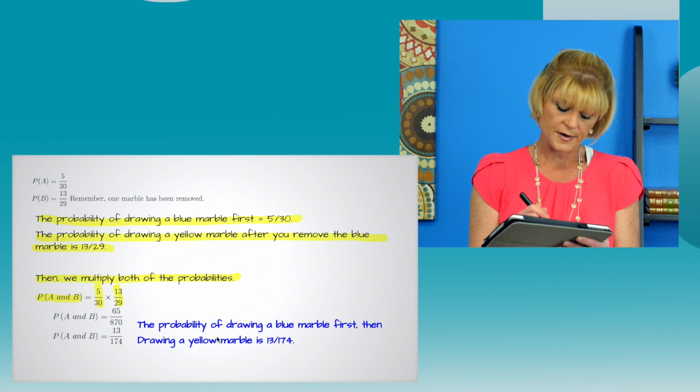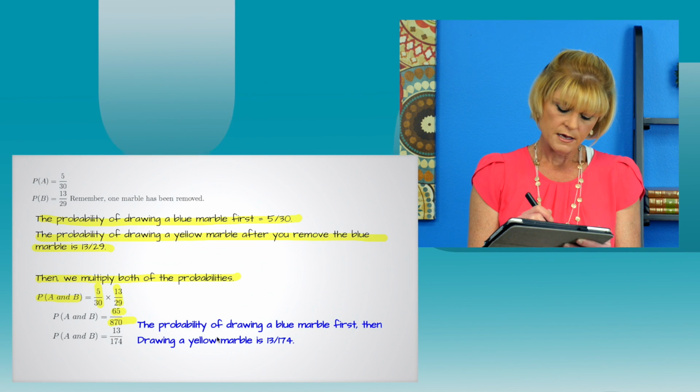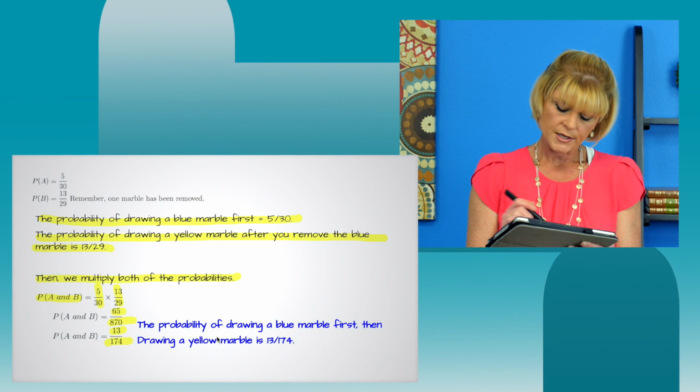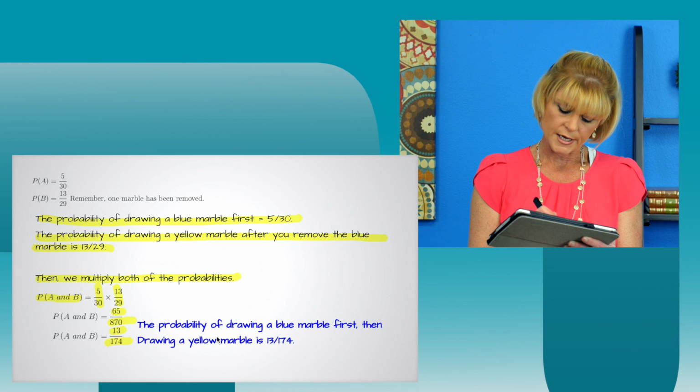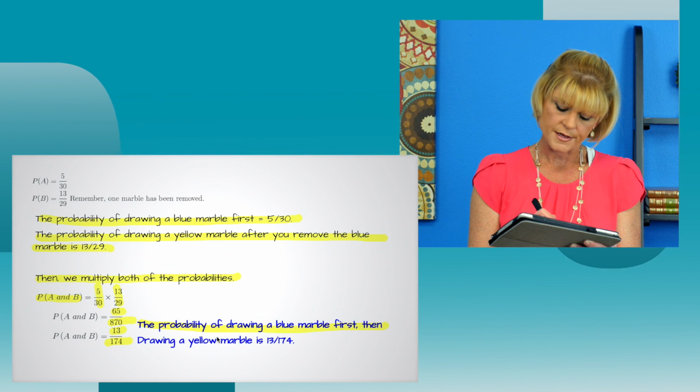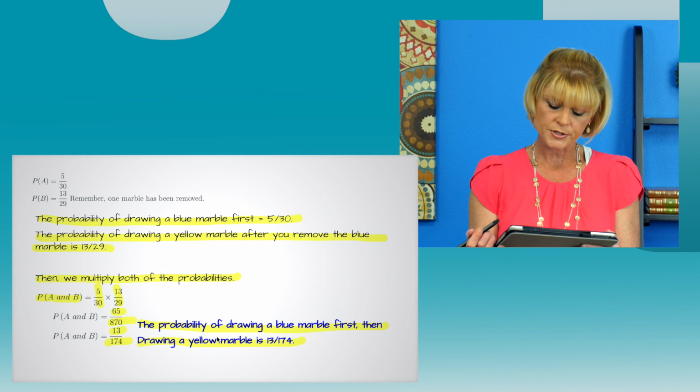Multiplied, we get 65 over 870. Once we simplify that, the probability of drawing a blue marble first and then drawing a yellow marble is 13 over 174.